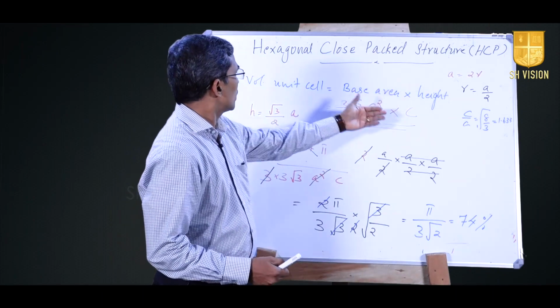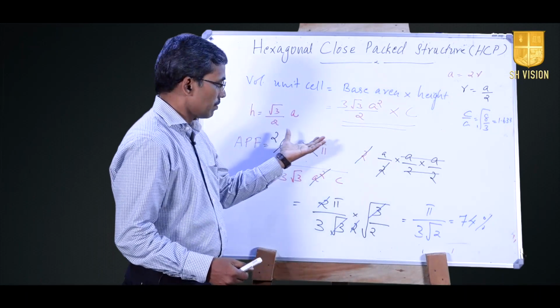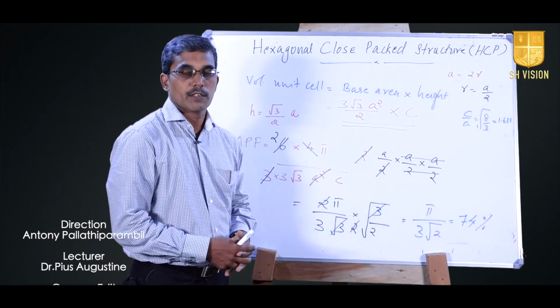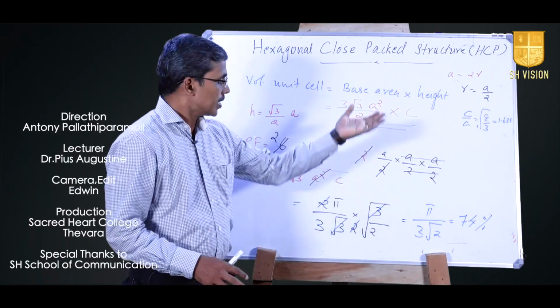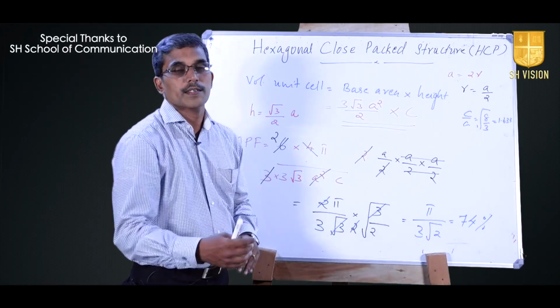So we have already seen this c by a ratio, the volume of the unit cell, and the number of atoms per unit cell in the case of hexagonal close packed structure. More on these other crystal structures we will see in the forthcoming lecture.